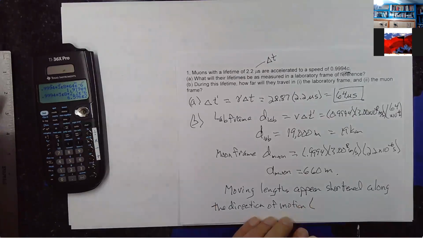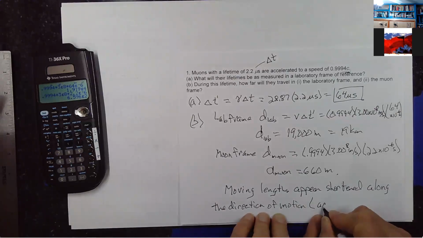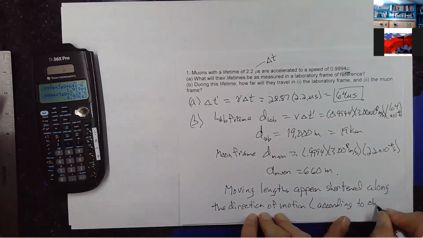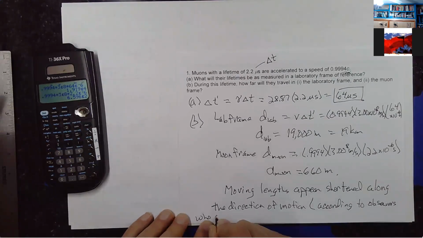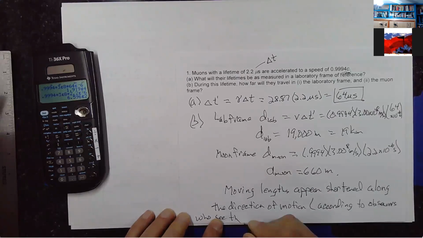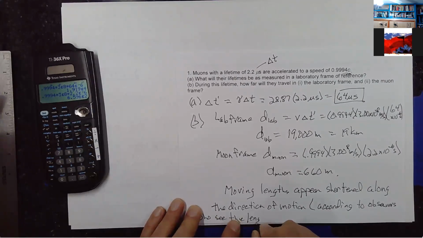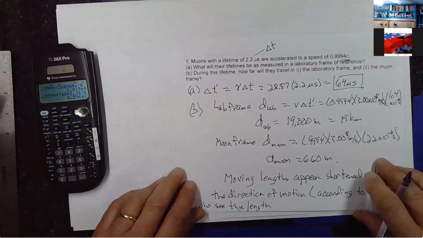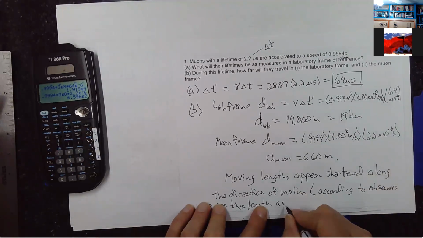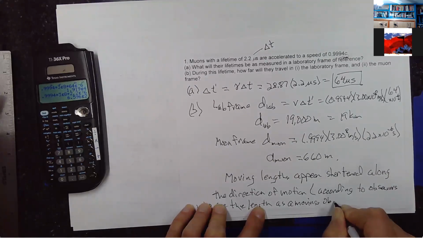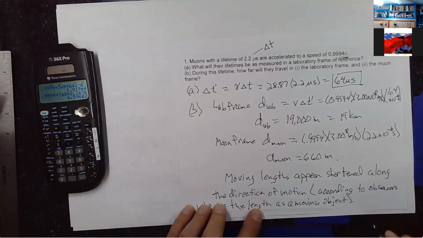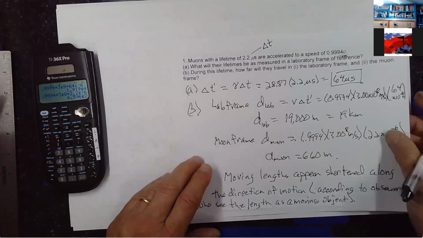And this is according to observers who see the length as a moving object. So the length, slide it up there. Okay, so that's something else that happens.